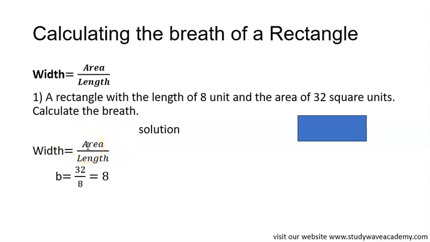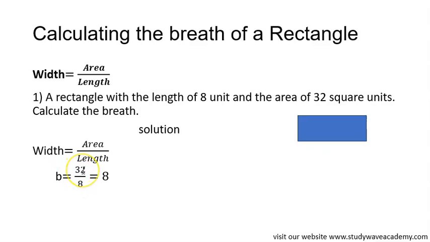So we are going to input our numbers into the formula. The area here is 32, 32 over the length, which is the denominator, 8. The length here is 8. So the breadth or width, don't be confused, okay? The breadth or width is equal to 32 over 8.